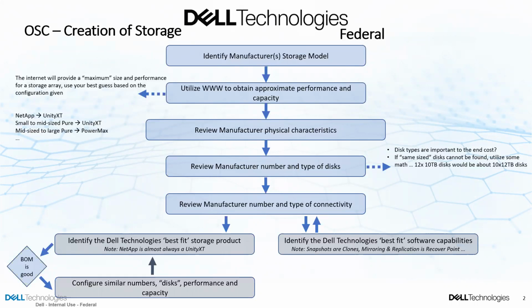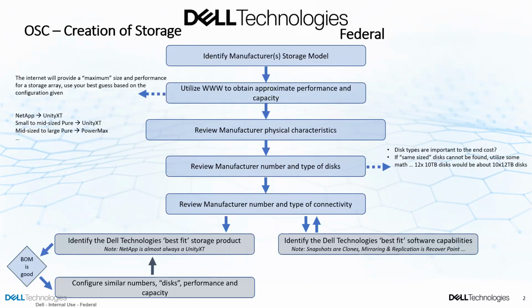So once we've done that, we're going to identify the software that's included. And again, you notice here, snapshots really are clones. So if it's a competing product that says snapshots, that's really going to be clones on our side. And then mirroring and replication is really more akin to RecoverPoint in our portfolio. We're going to identify a Dell Technologies best fit storage product. Generally speaking, by the way, NetApps almost always fall into the UnityXT line. And then we're going to configure a similar number of disks, performance, capacity, and connectivity.